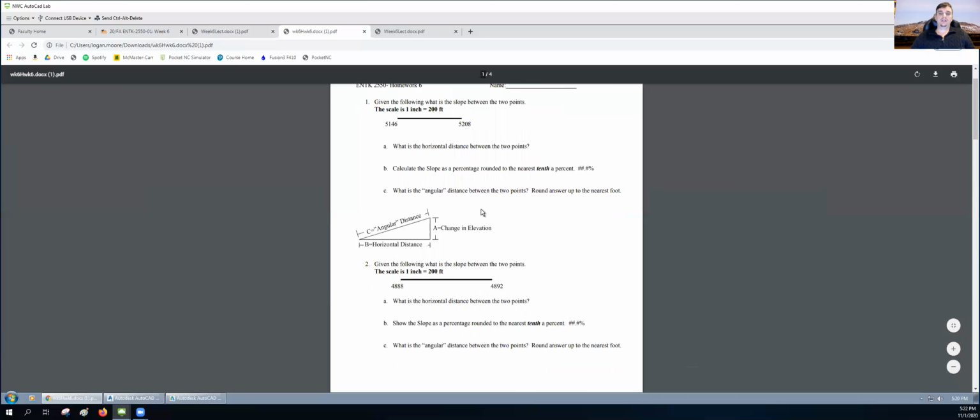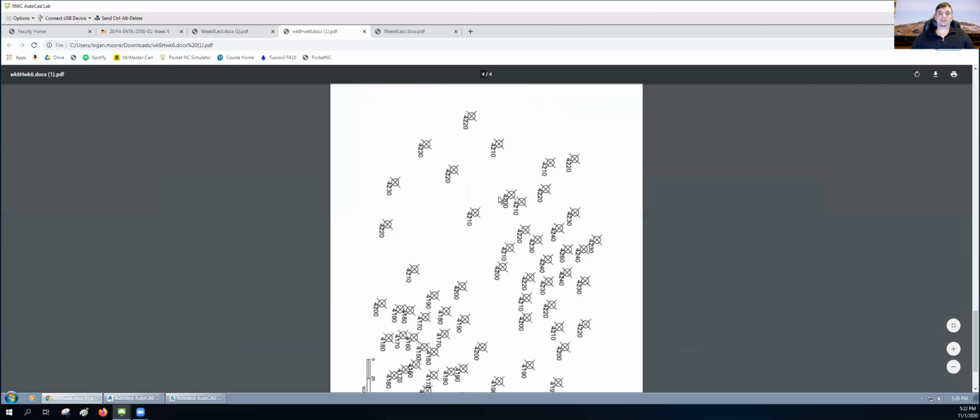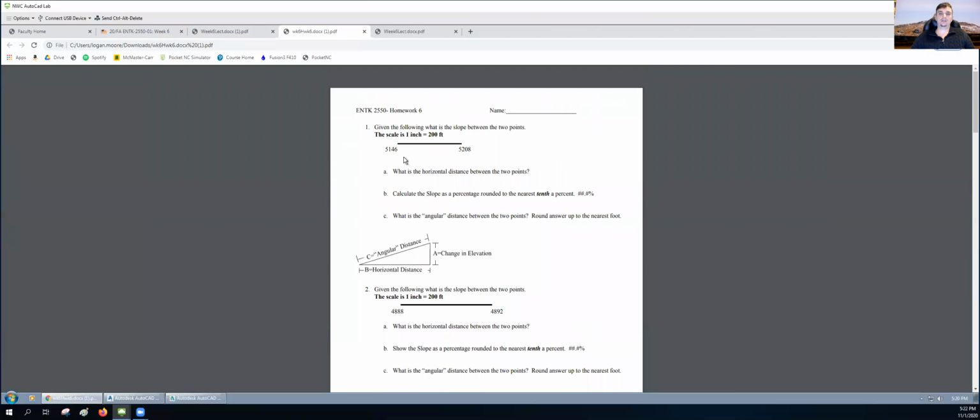So basically, this is the assignment for this week. We don't have anything in CAD per se, but I'd like you to print this guy out and make sure you have your engineer scale. So we're going to do a little bit of this slope calculation. So if you remember the Pythagorean theorem, a squared plus b squared equals c squared, you can figure out the slope. You can figure out your angular distance, horizontal distance.